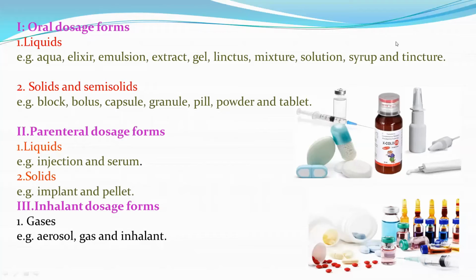We will see what the meaning of aqua is, what elixir is, what emulsion is, etc. in future slides. And the second classification in the oral dosage form is the solids and semisolids. In the semisolids, once again, there are sub-classifications. There are blocks, bolus, capsule, granules, pills, powder, and tablet. So you have to remember all these classifications very properly. Many times this will be asked as a 5 marks question: please classify the dosage forms. So you had better remember this.